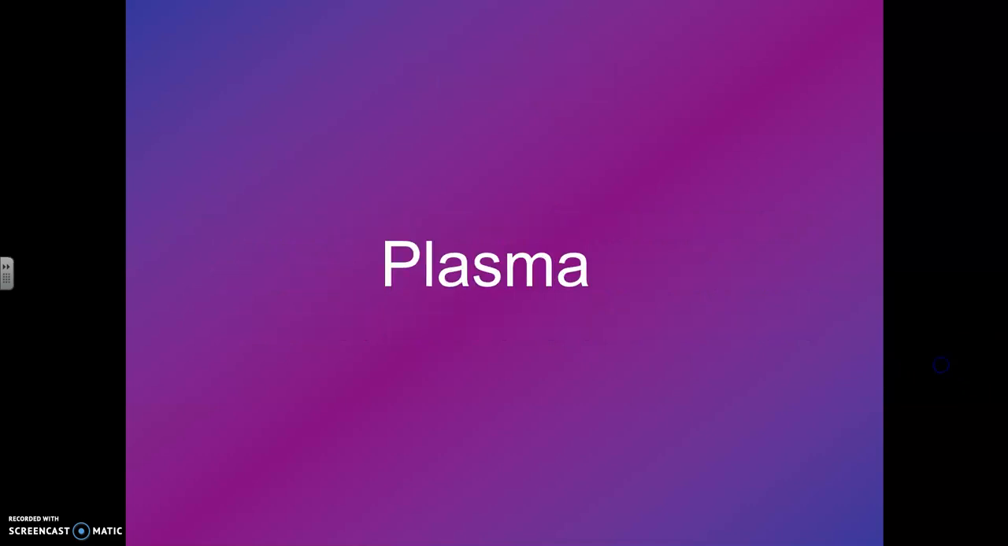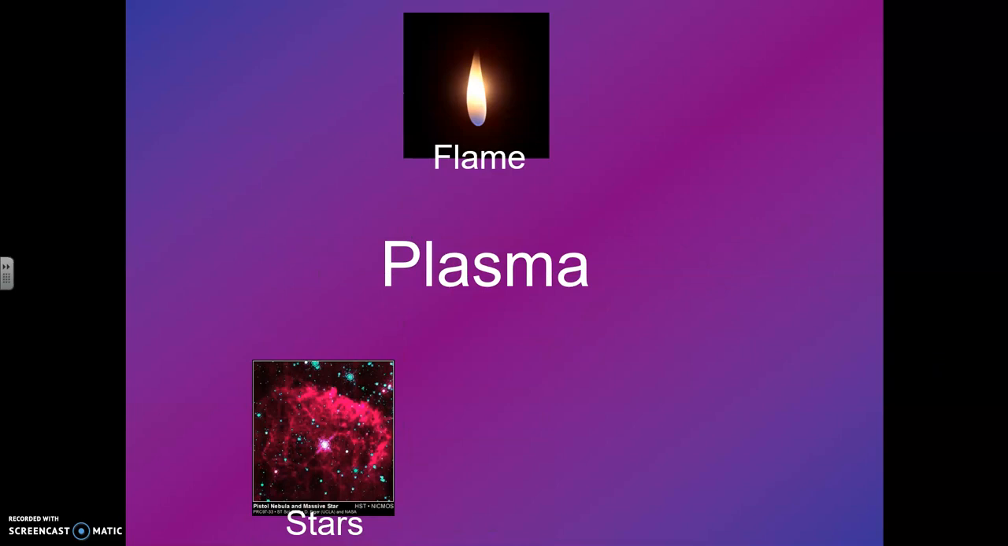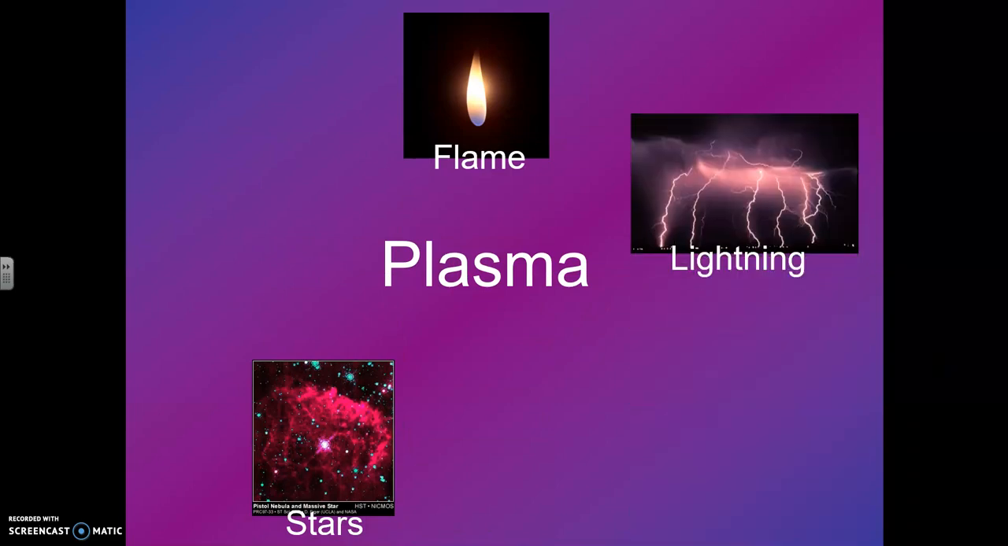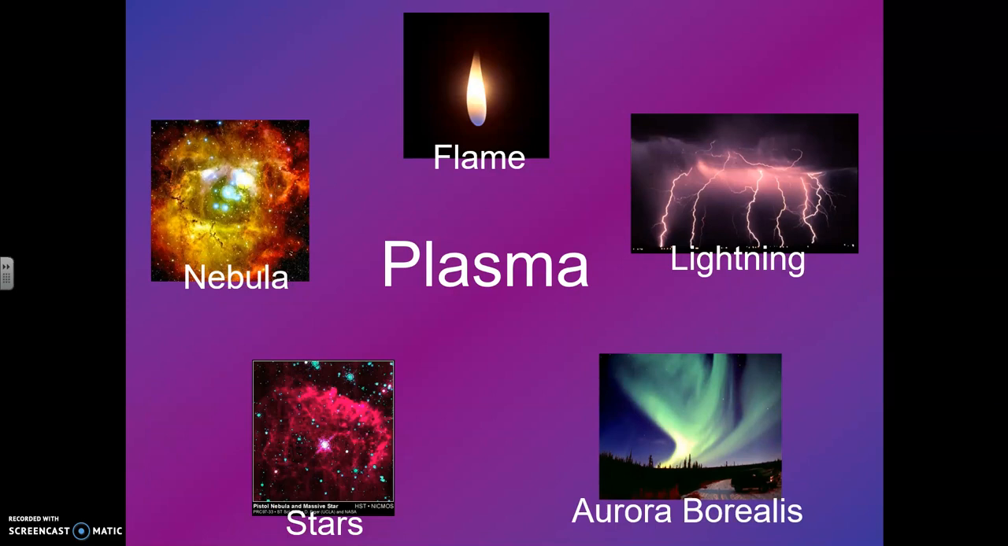Some examples of plasma: a flame, stars, lightning, a nebula, and the aurora borealis, which is the northern lights, if you've ever seen those. Okay, so all of these things are examples of plasma.